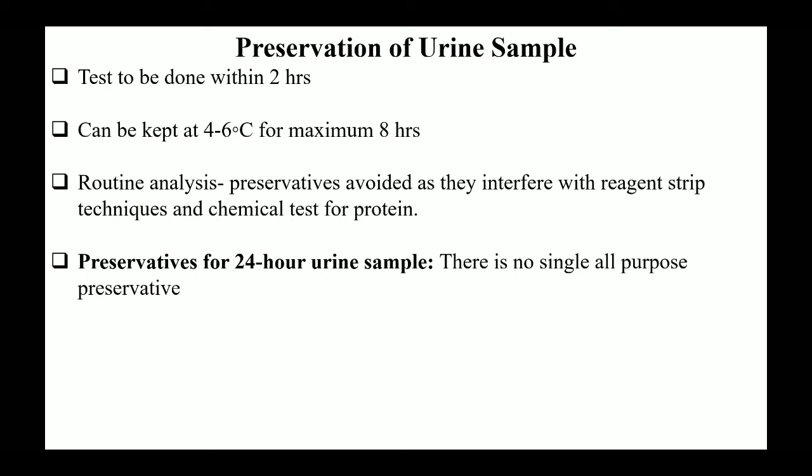So preservatives are used only for the 24-hour urine sample, and in case of a routine sample preservatives are avoided. Now why are preservatives avoided in case of a routine sample? Because in case of a routine urine sample we use different reagent strips, which we are going to discuss later, but these preservatives normally interfere with the reagent strip, and we will get a false negative or false positive test. That's why preservatives are normally avoided in case of routine examination.